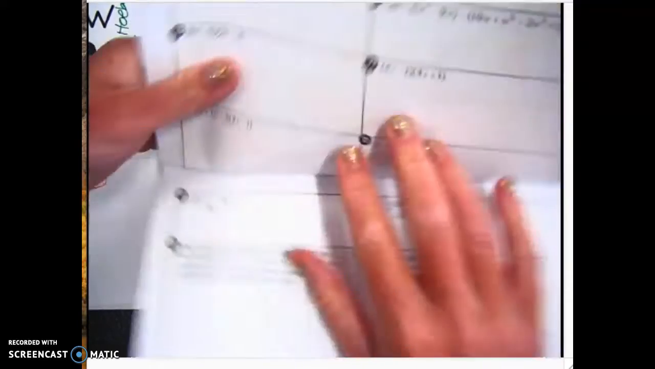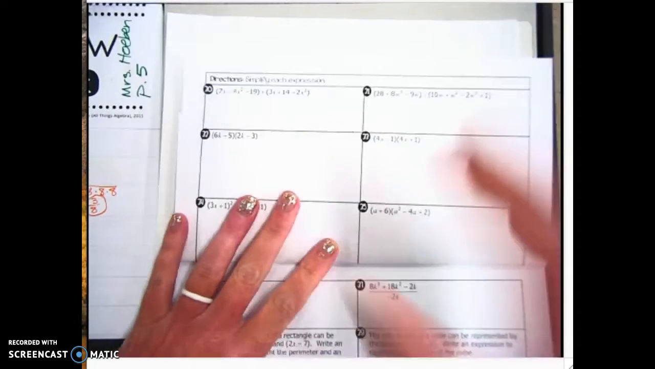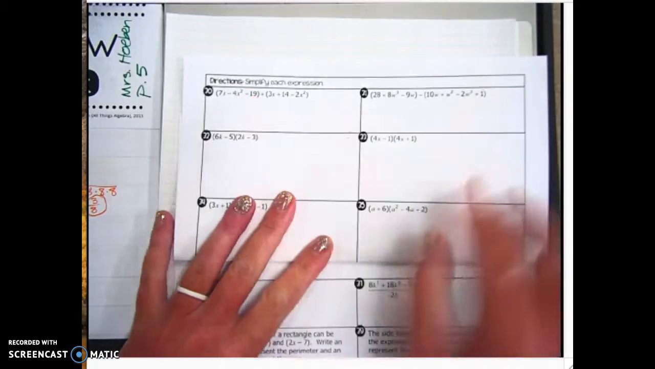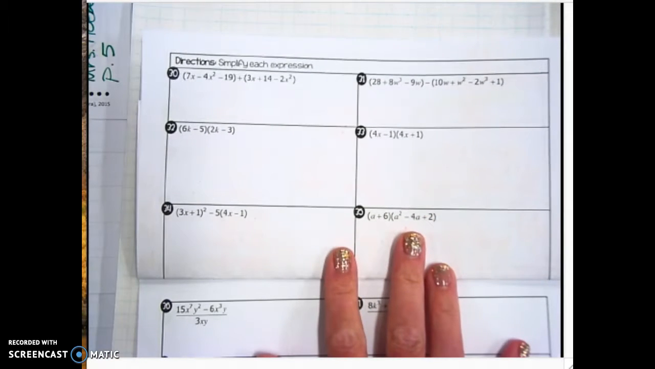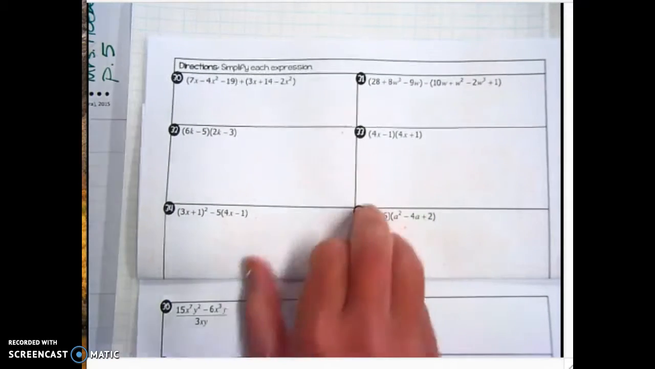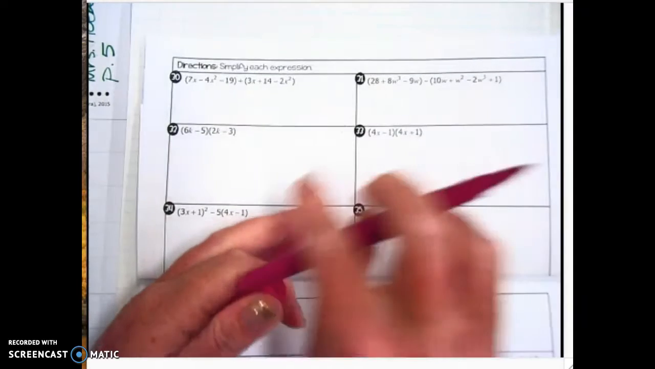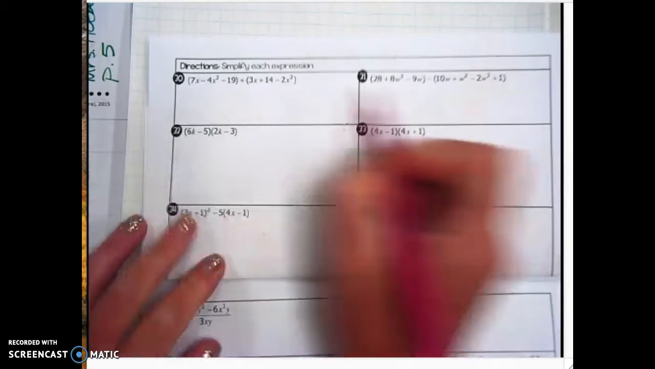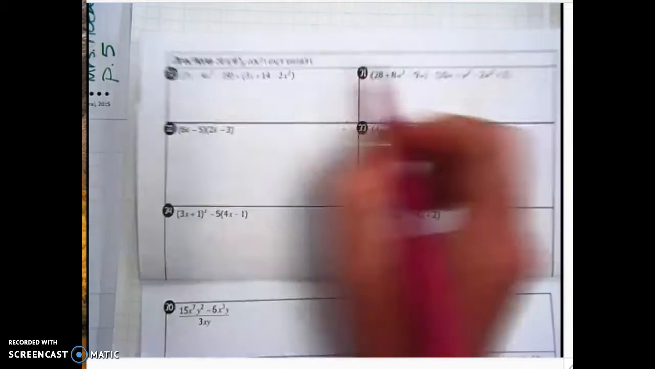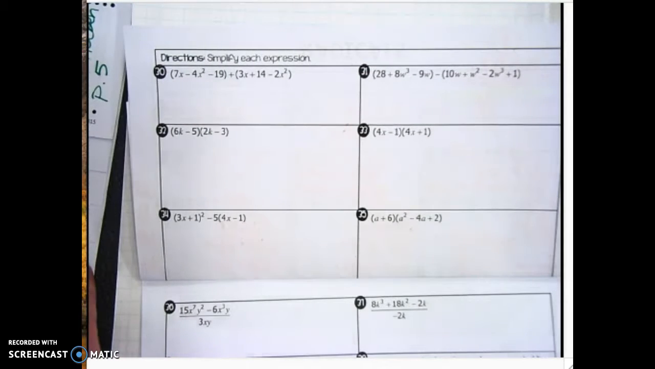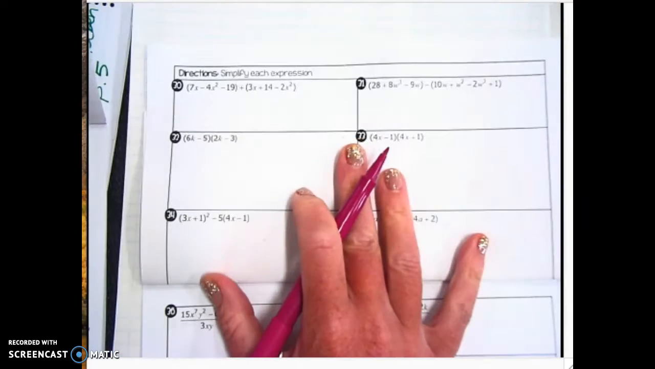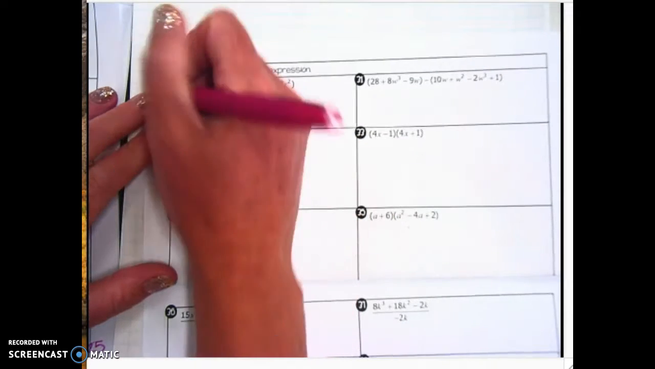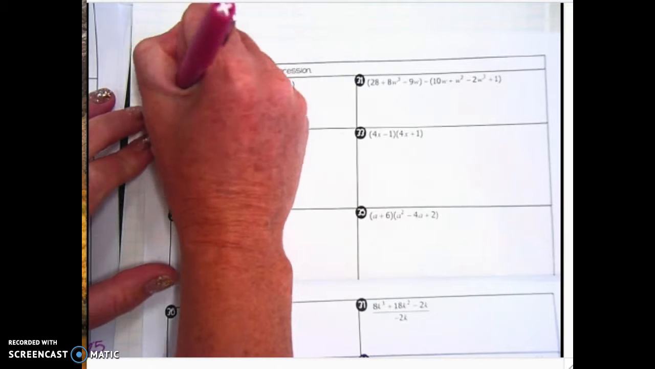So today we're looking at the page that says Polynomials up top where it says the directions. Simplify each expression. You're going to notice that the first two questions up top have a plus sign and a minus sign. So when you have polynomials, you just need to add and subtract them.